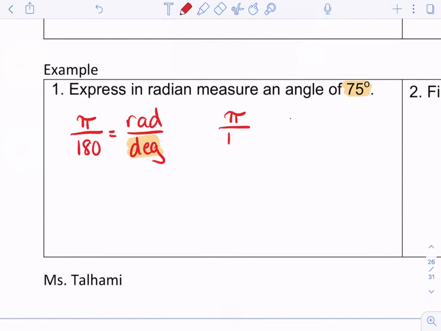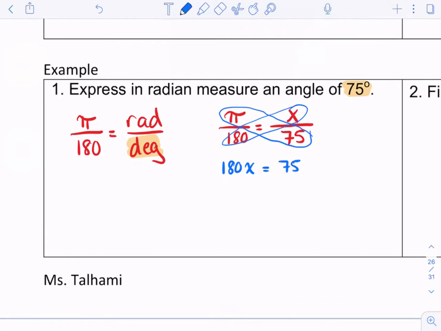They're asking us to find the radian. The radian measure. That's what we're going to find. Can we replace that with x there for Talhami? Absolutely. Okay, so now we have our proportion set up and we can cross multiply to solve. So 180 times x is 180x equals 75 pi.